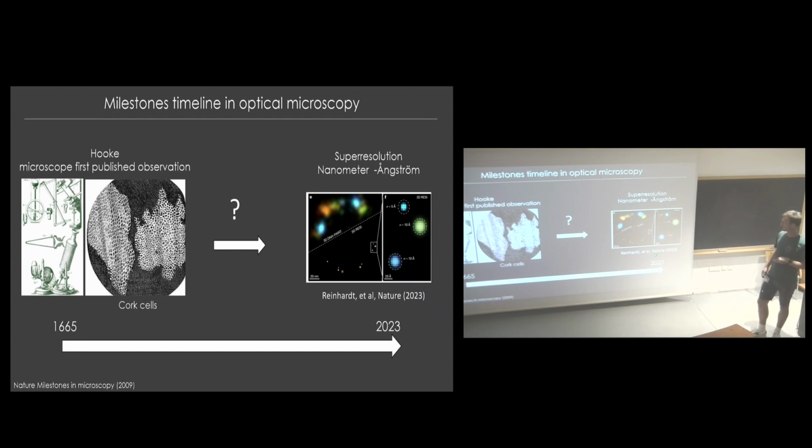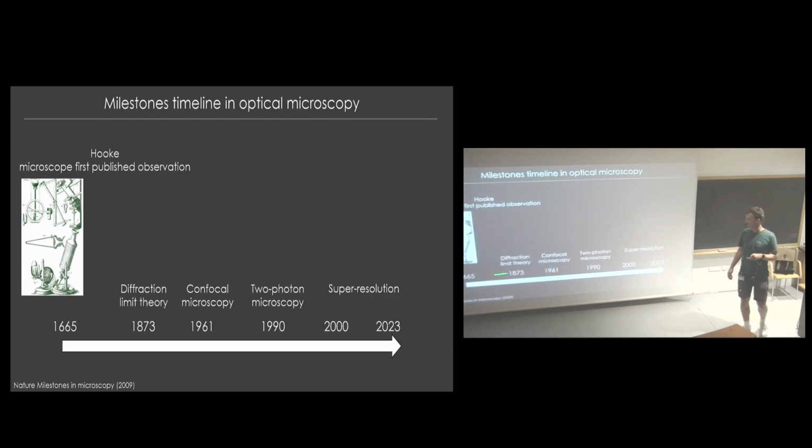But now, a few centuries after, we are in the domain of super resolution, where we can claim nanometer resolution or even below angstrom resolution, as claimed recently in this paper. Of course there have been a lot of different milestones in between, and so we can cite diffraction limit theory in the 19th century, but more recently, techniques that we are now using on a daily basis, we can cite confocal microscopy or two-photon microscopy, or now super resolution since the last 2 decades.